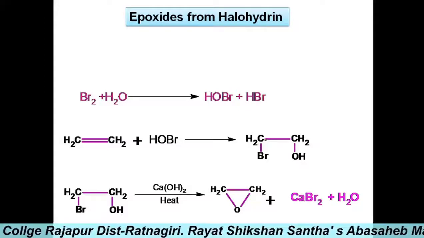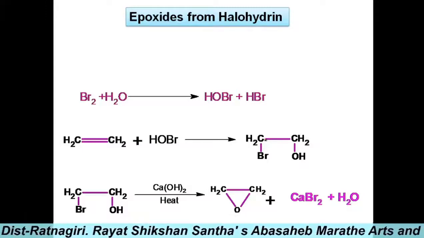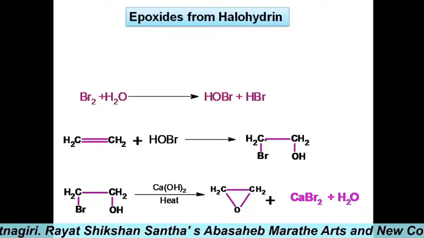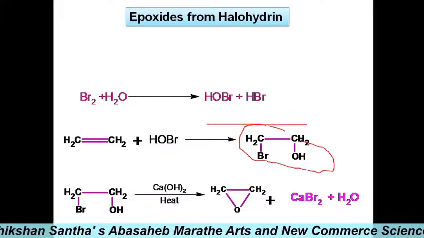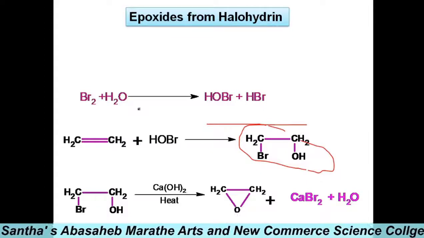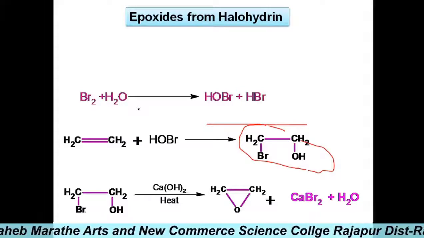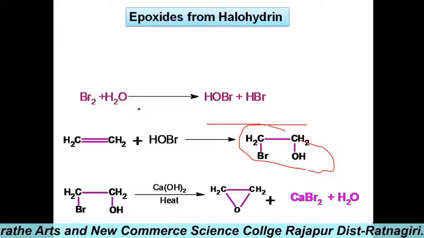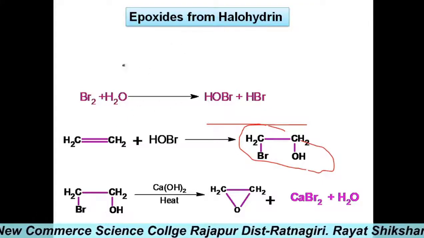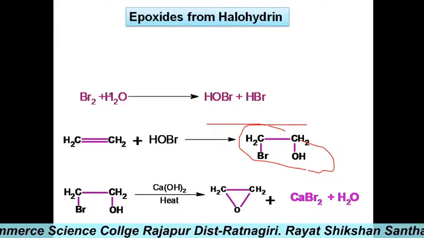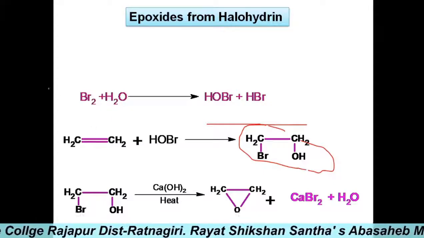And the third method of preparation of epoxides is from alkenes and hypohalous acids like hypochlorous and hypobromous acid, which react to give halohydrins. These halohydrins, when treated with a base, give the epoxide. The compounds which contain a halogen and a hydroxyl group on adjacent carbons give epoxides in the presence of a base.